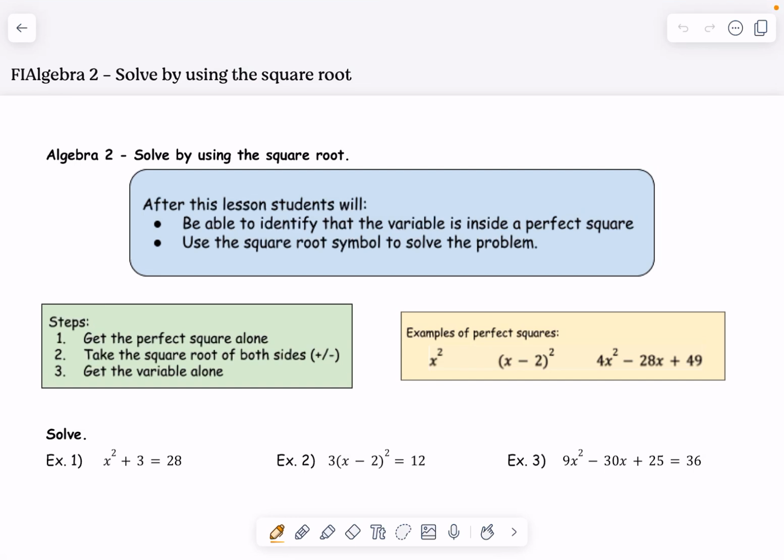Today we're going to be talking about solving by using the square root. Now, we've done the very simplest case already, but we just need to be able to identify that the variable is inside some type of perfect square. And then we're going to use the square root symbol to solve the problem. Basically, that's it. Our steps would be: get the perfect square alone, take the square root plus or minus both sides, and get the variable alone. So that's pretty much it.